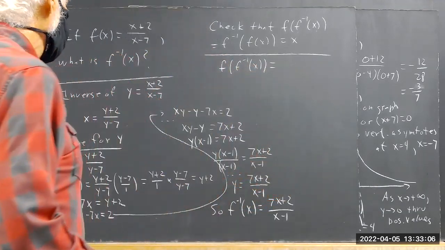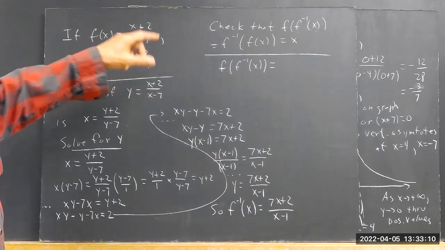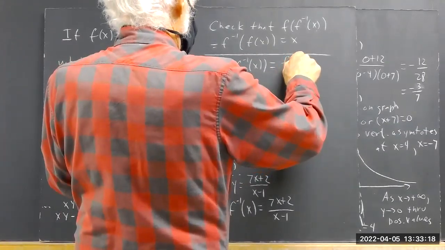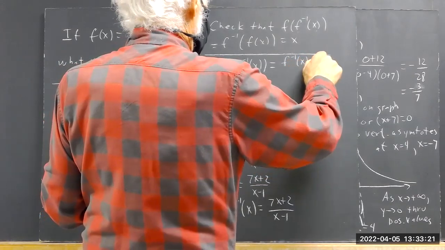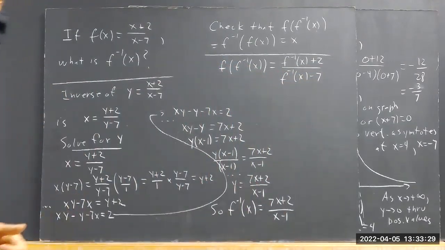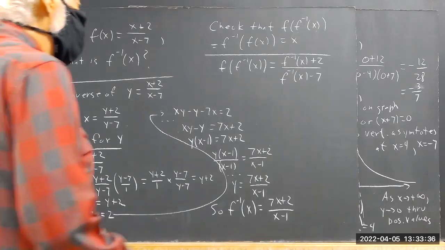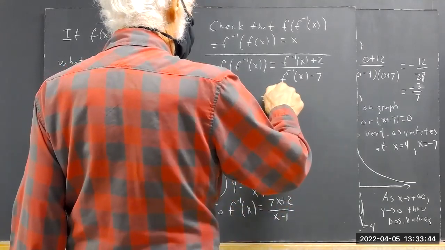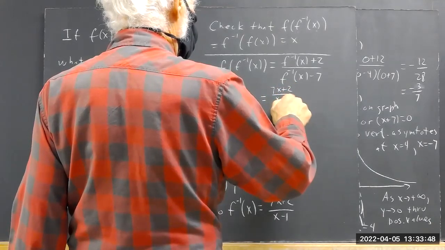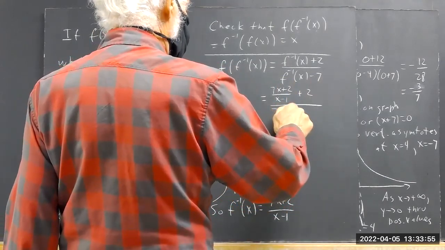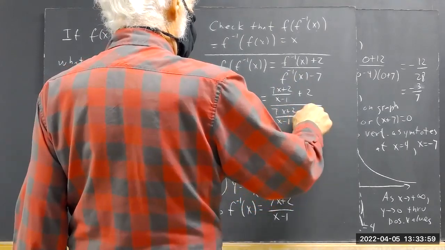Well, what's f of f inverse of x? f of x is x plus 2 over x minus 7. So f applied to f inverse of x is f inverse of x plus 2 over f inverse of x minus 7. And of course, f inverse of x is 7x plus 2 over x minus 1. So this is 7x plus 2 over x minus 1 plus 2, divided by 7x plus 2 over x minus 1 minus 7.